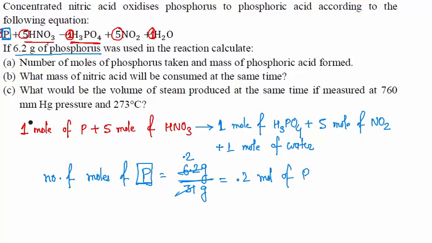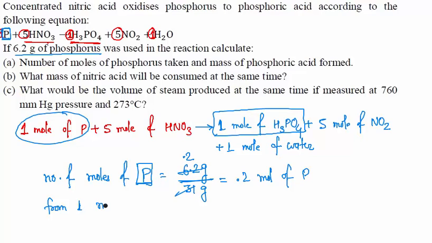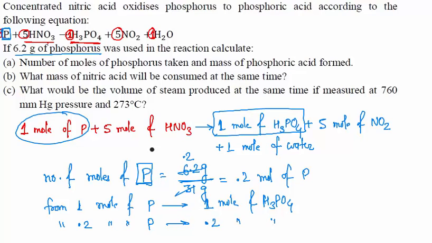So from 1 mole of phosphorus, how many moles of H3PO4 are we getting? From 1 mole of phosphorus we are getting 1 mole of H3PO4. So from 0.2 mole of phosphorus we will get 0.2 mole of H3PO4. So what is the number of moles of phosphorus? It is 0.2 moles, okay.